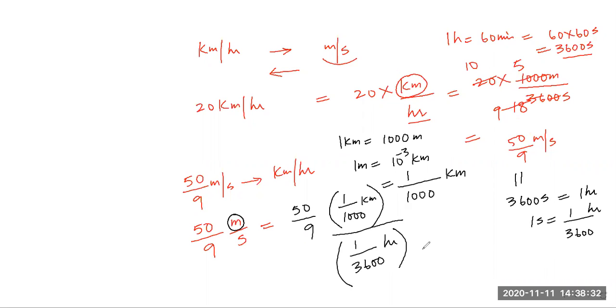Right, on the units. So now this will be 50 by 9 into 1 by 1000 into, see, I'm dividing by 1 by 3600, or I can multiply by 3600 by 1, the reciprocal of this. This is 18 by 5. Right, 5 will cut with this 10. So now 9 ones are 9, 9 twos are 18. So it becomes 10 twos are 20 kilometer per hour.